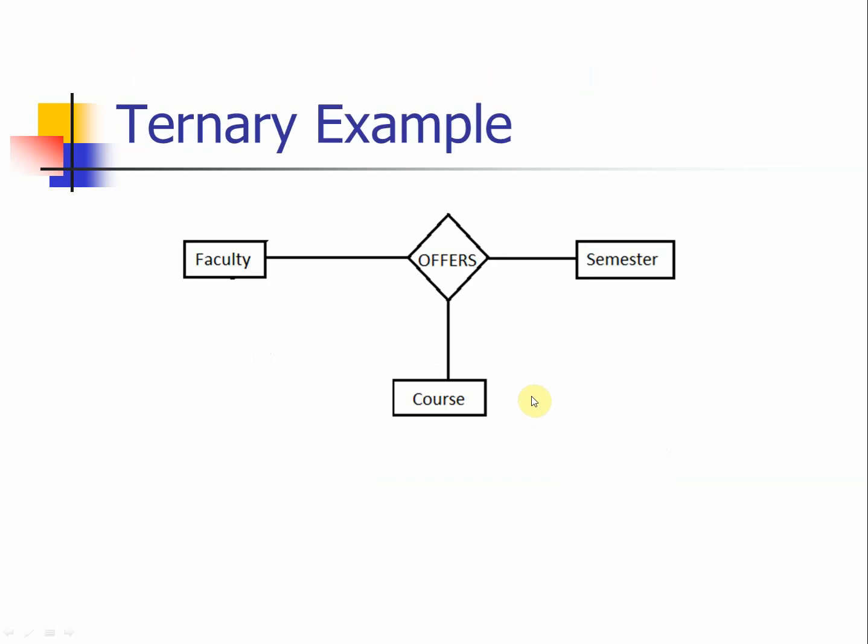So take a look at this example. This gives you a ternary relationship that connects faculty, which means who is the one belonging to the department, and what courses this faculty teaches in what semester. You need to understand that in this ternary example, all 3 things have to happen at the same time to be captured by this offers ternary relationship.